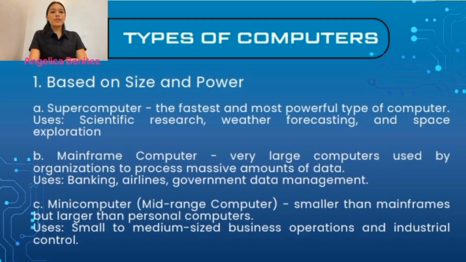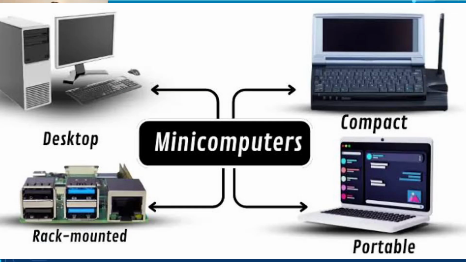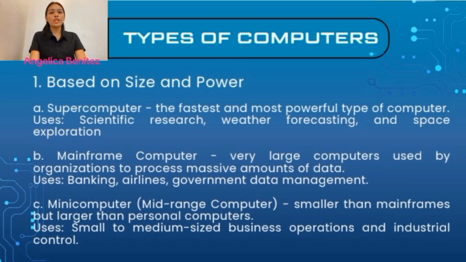Second, mainframe computer. Very large computers used by organizations to process massive amounts of data. Uses: banking, airlines, government, and data management. The third one is minicomputer or mid-range computer, smaller than mainframes but larger than personal computers. Uses: small to medium-sized business operations and industrial control.